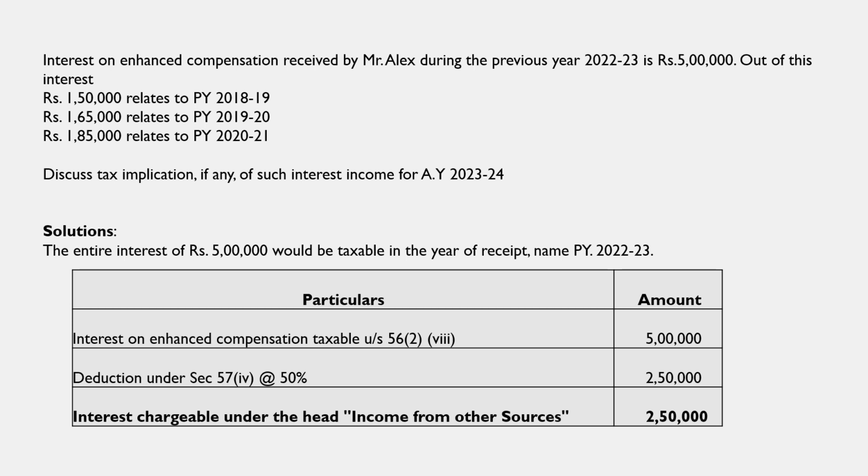So it goes like this. Interest on the enhanced compensation taxable under section 56(2)(viii) is 5 lakh. That is the overall interest received in the previous year 22-23. And what is the standard deduction? That is 50% of the interest income, which is equivalent to 2 lakh 50. And the balance amount, whatever is left over, will be taxed under income from other sources. So the total amount left over here is 2 lakh 50, and tax will be charged on this 2 lakh 50. I hope this has been clear.